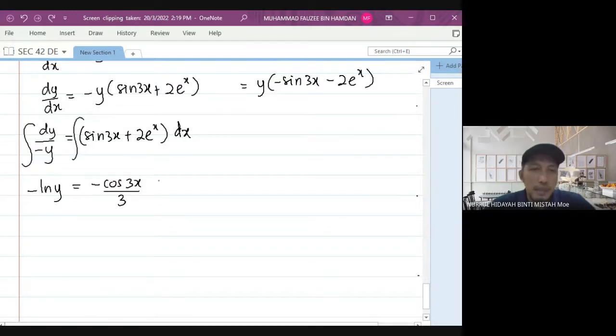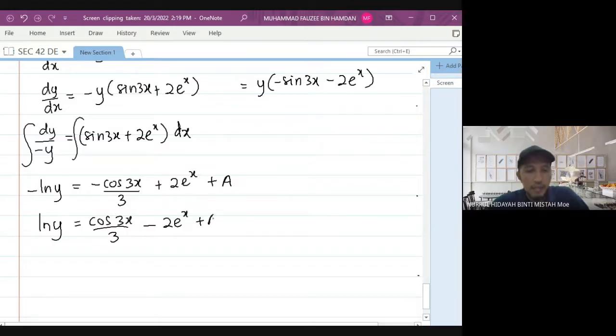Plus 2e to the power of x plus a. So that is the answer. If you want to simplify, ln y equal to cos 3x over 3 minus 2e to the power of x plus b maybe. b is actually equal to negative a if you want to use.